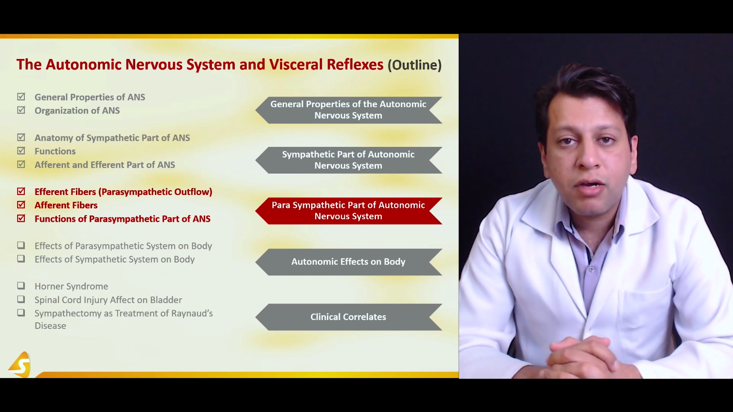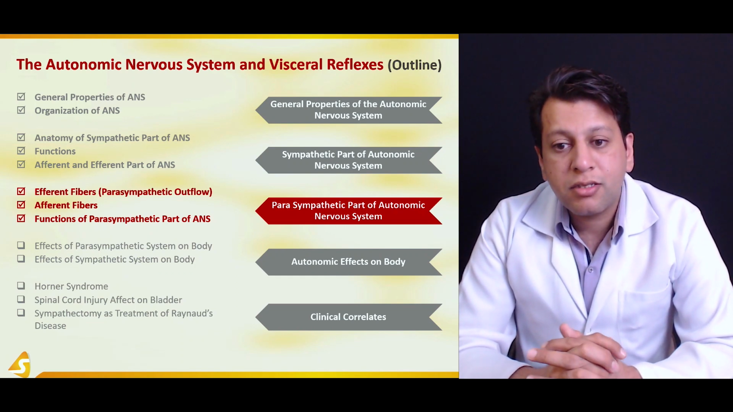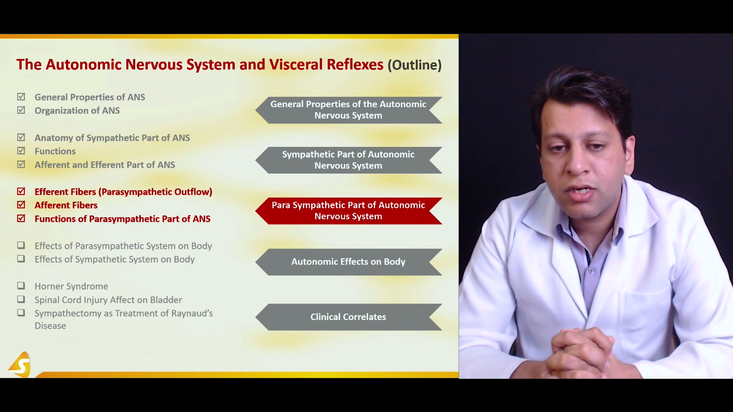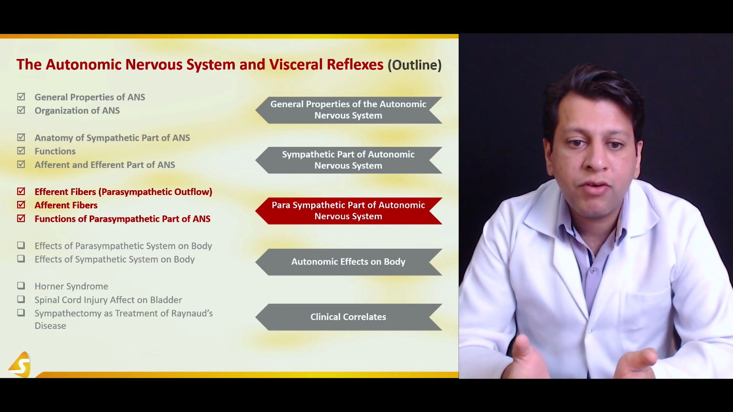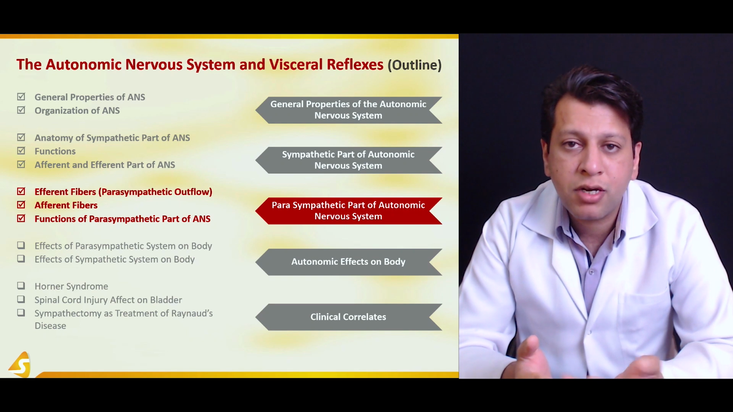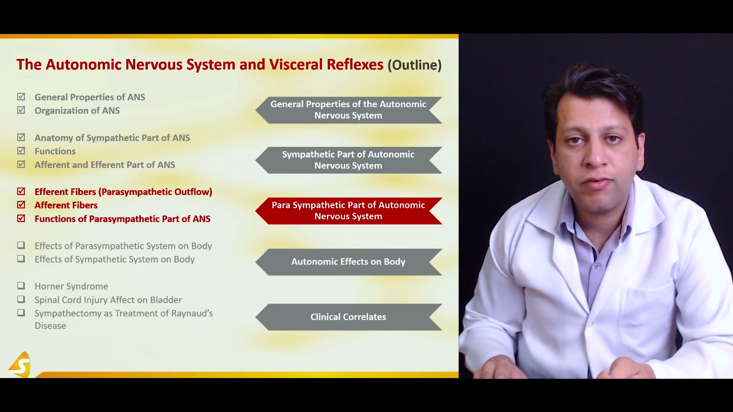By this, we have come to the end of this section, that is the parasympathetic part of the autonomic nervous system. We discussed the afferent and efferent fibers. We discussed the function of the parasympathetic nervous system and how it actually affects our body.